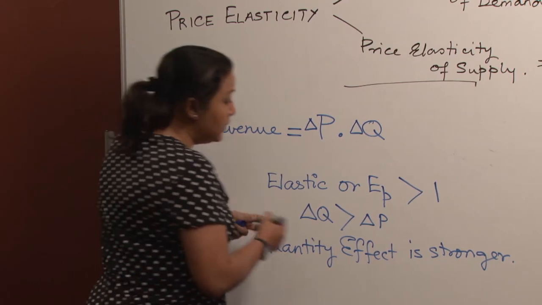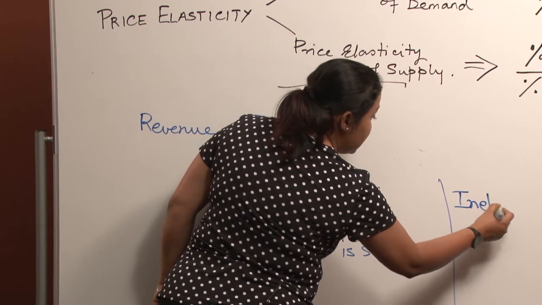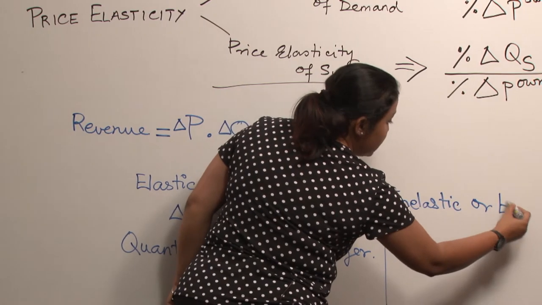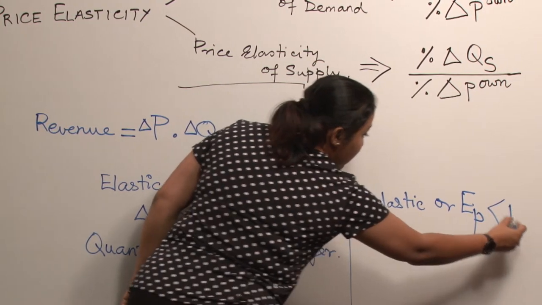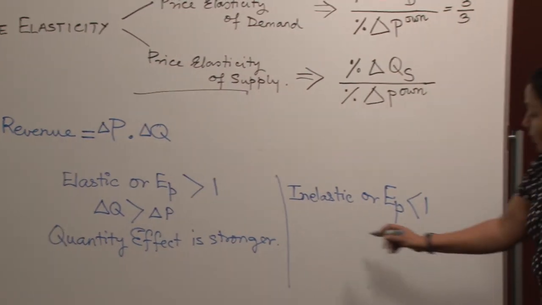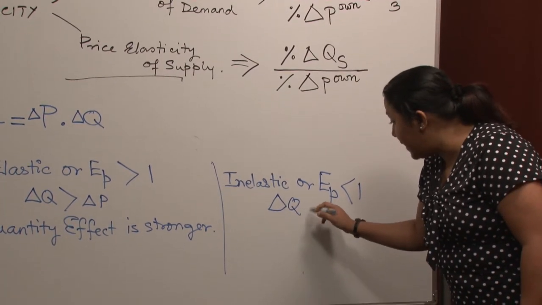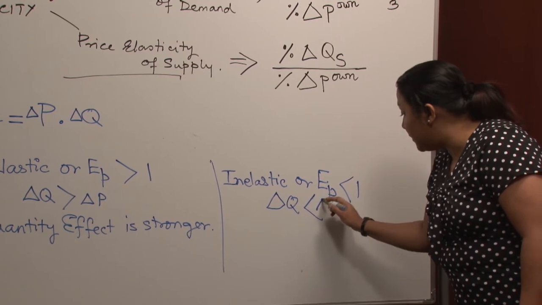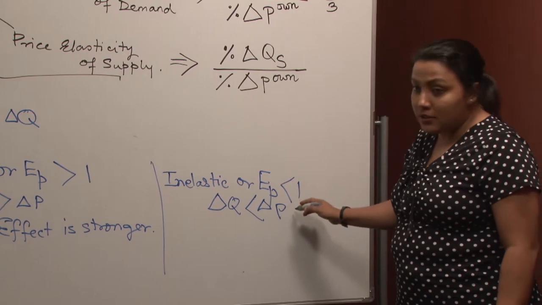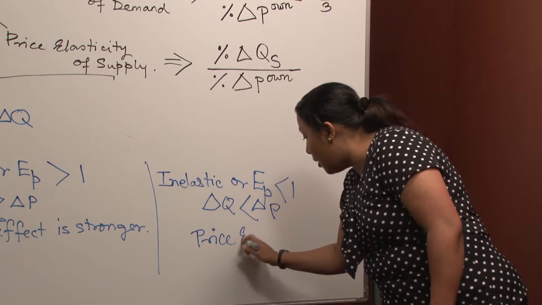However, on the flip side, if I had a commodity that was inelastic, or the price elasticity of demand for the commodity, EP, was less than 1, then intuitively, we know that for such commodities, the percentage change in quantity demanded would be less than the percentage change in price. That is exactly what we said, right? And for those commodities, the price effect would be stronger. That would be the dominant effect.